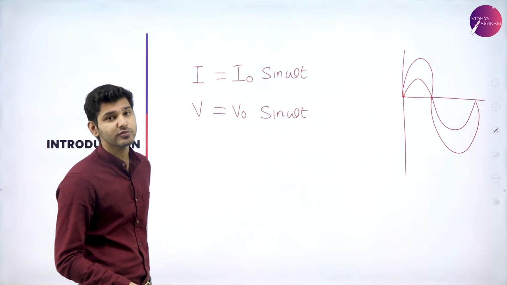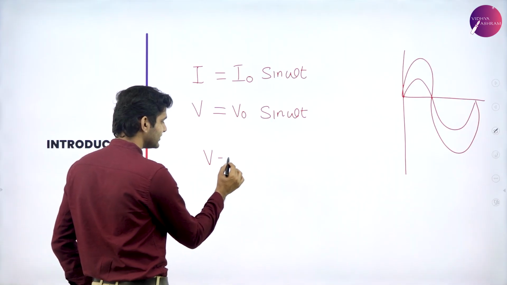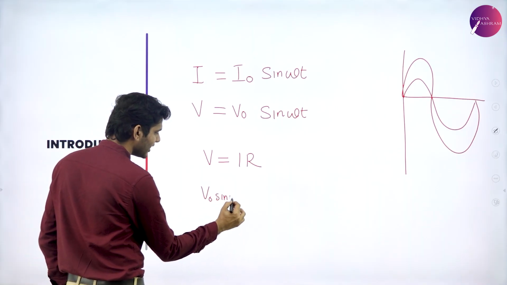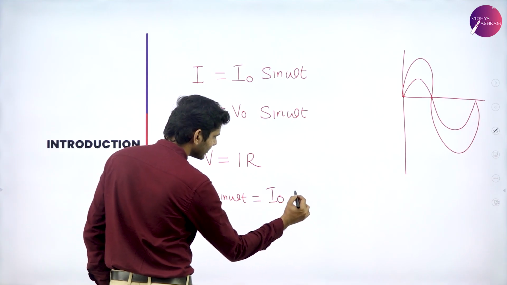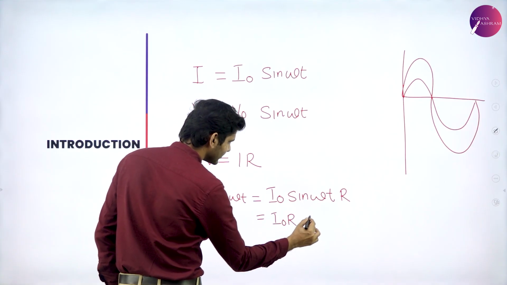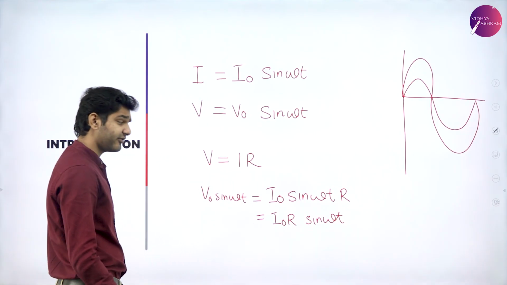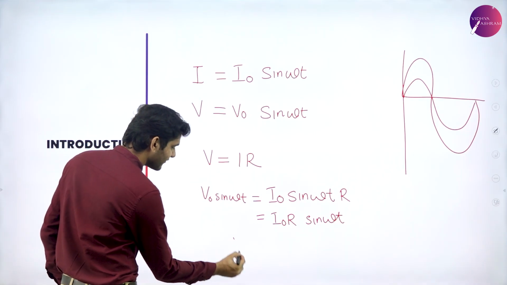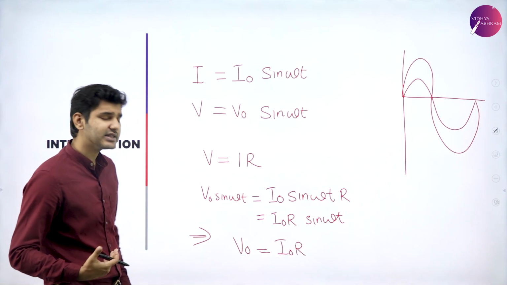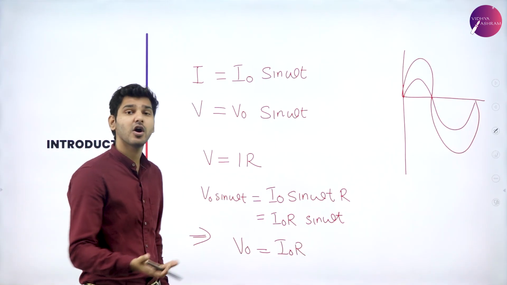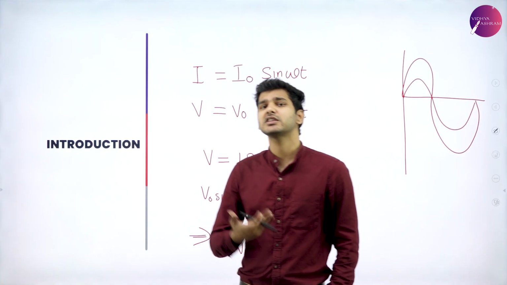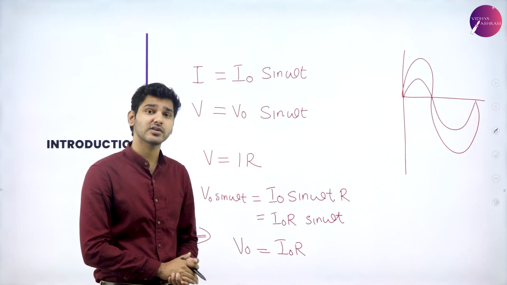Now, how do we apply Ohm's law? We know that V is equal to IR, or simply we can say V naught sine omega t is equal to I naught sine omega t times R, or simply I naught R sine omega t. If we consider the starting position, generally we can just write that V naught is equal to I naught R. This is the way we represent Ohm's law in terms of alternating current, because we cannot take the average values or a certain set of values, since it is alternating and changing at every instant of time. Hence, we have to take the instantaneous values.